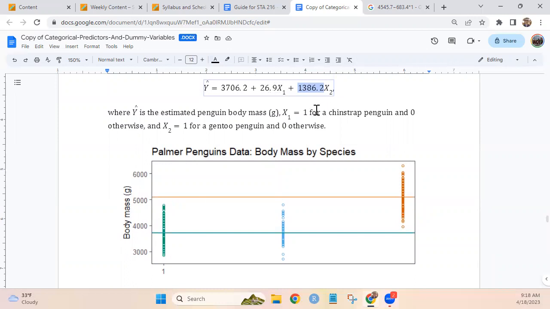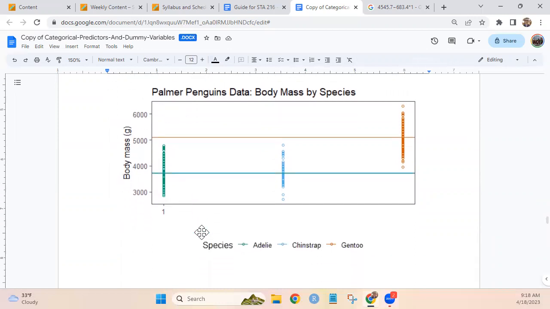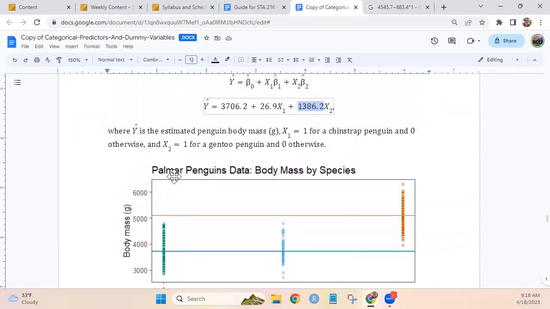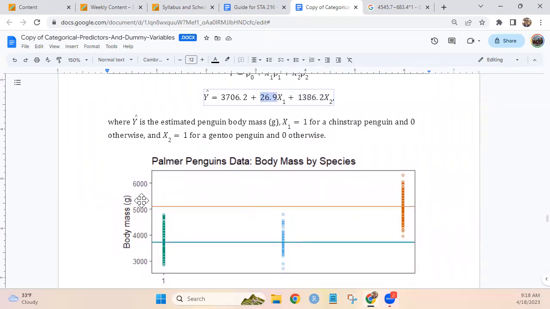Then you'll notice for the Chinstrap penguins, the Chinstrap is the blue group. It's really similar to the green, the Adelie penguins on average. They're nearly identical. So their effect was only 27, which on this scale is really, really small. The difference in heights between these two lines, which is actually kind of hard to even see, is only 27 grams.